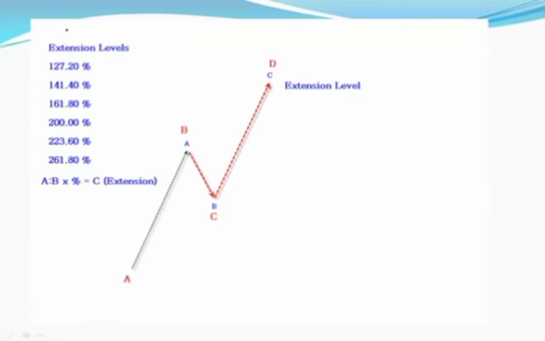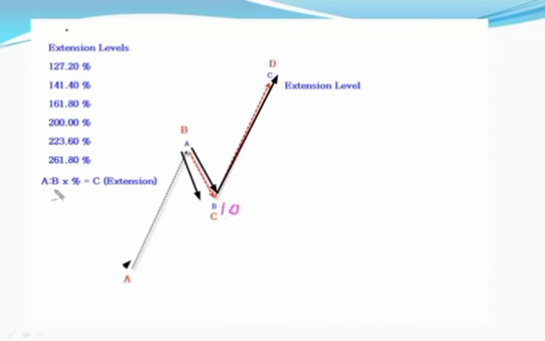Now, what's an extension? Let me draw this out for you. An extension is basically you take in B to C right here, and you're extending it up. So from this point right here, A to B, that's your impulse, that's your up, and then from here to here down, let's just say this is 10 points.